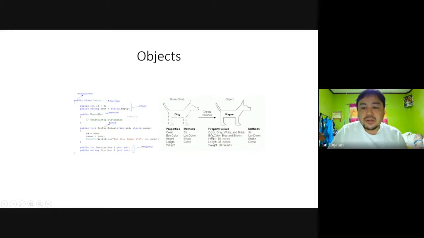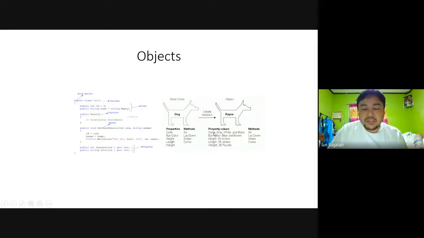color. The color of Rain is gray, white, and black. For its eye color, it is blue and brown. For its height, it's 18 inches. Its length is 36 inches, and its weight is 30 pounds. So it is very specific.